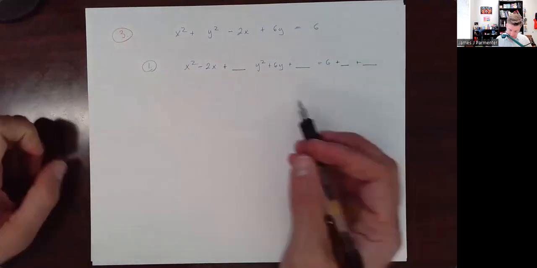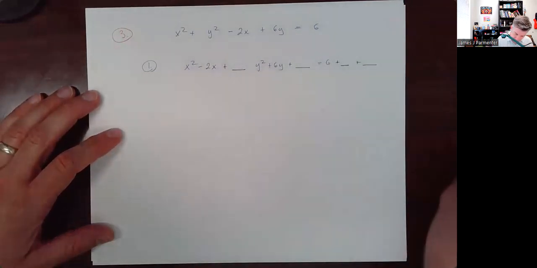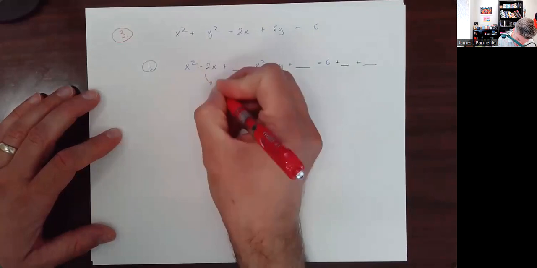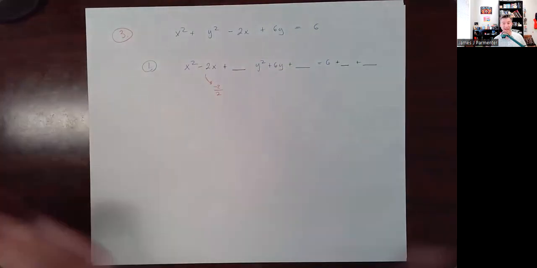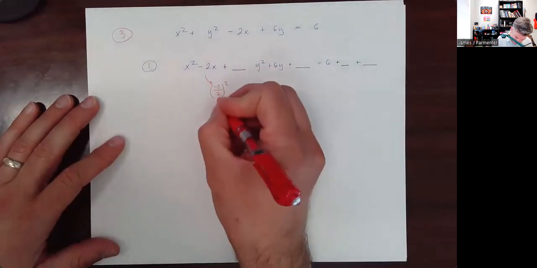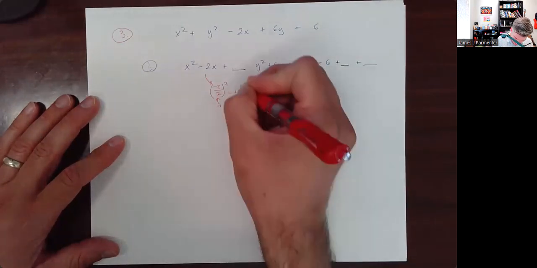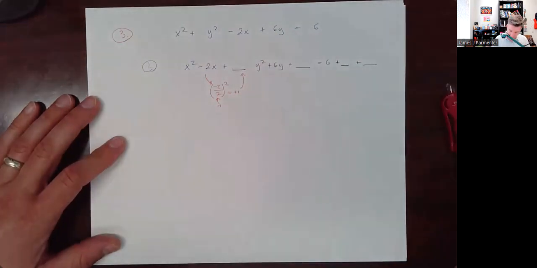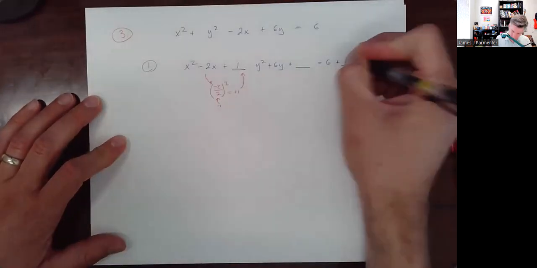So what we're going to do is take the coefficient of x here, which happens to be negative 2. Negative 2 divided by 2, always divided by 2, whatever the coefficient is, even if it's not nice. And we're going to square that. That's going to be negative 1 squared, which is going to be positive 1. And that is what we're going to put right there. So we're going to add 1. If we add 1 on the left, we have to add 1 on the right.